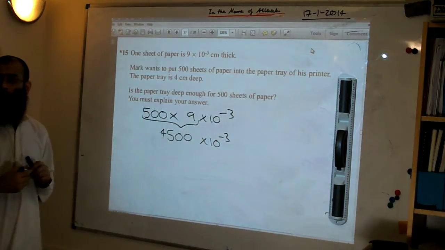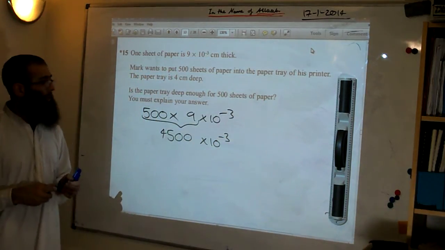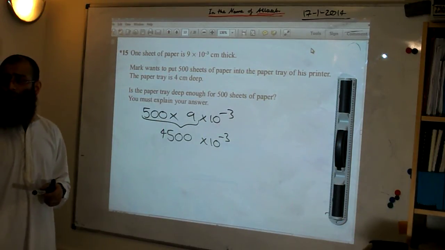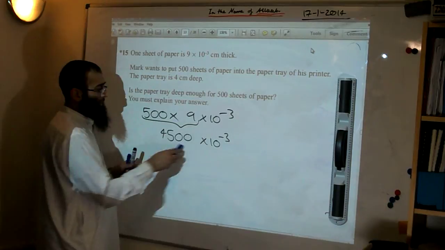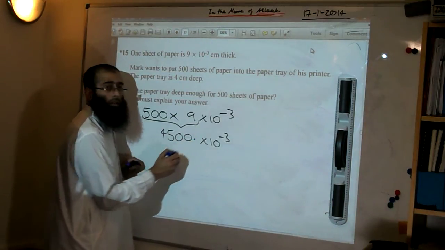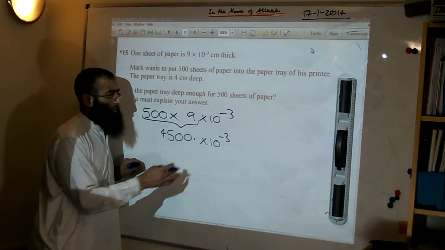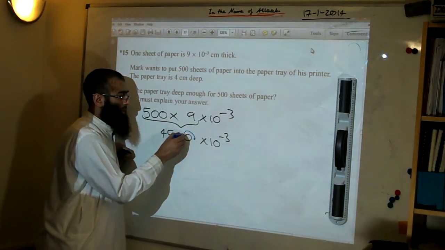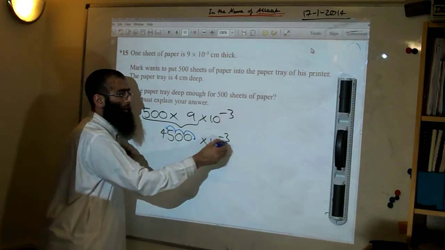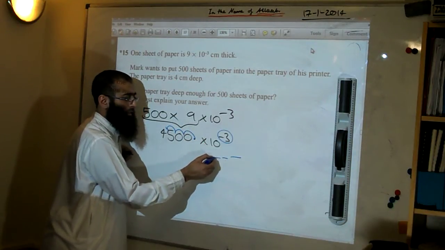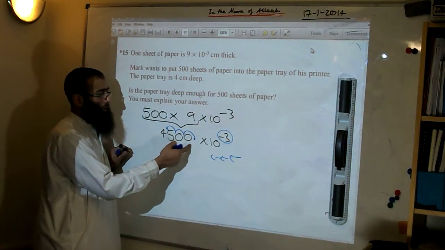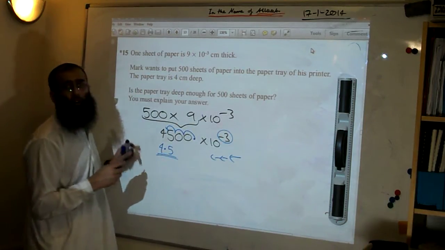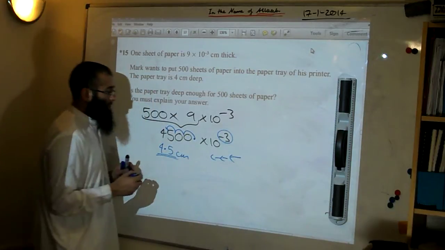Okay, times by 10 to the -3. What does that mean? When you have 10 to the -3, it means that this number here, if you decimalize it, you have to divide it by 1,000. So 1, 2, 3. The -3 means move back 3 places for that number. So the answer becomes 4.5 centimeters.